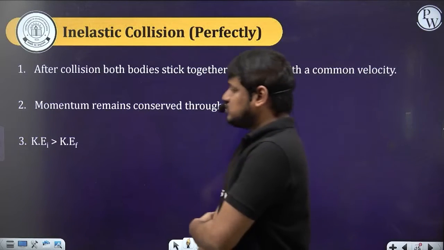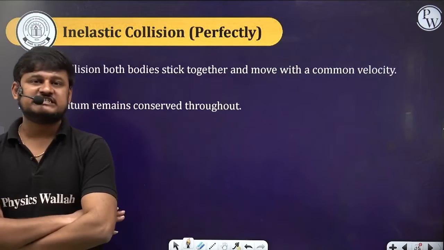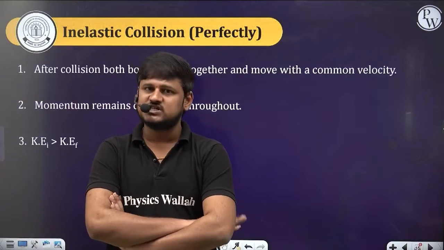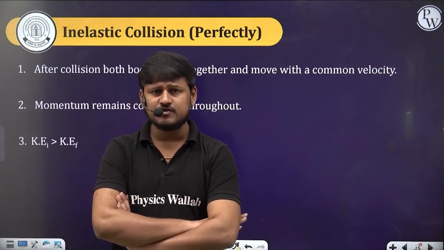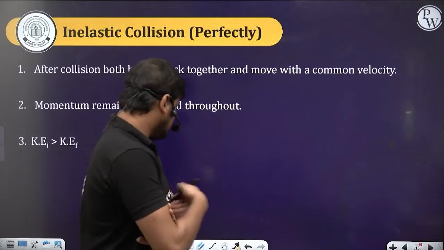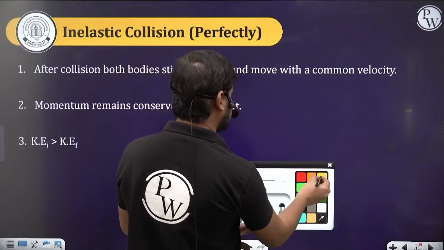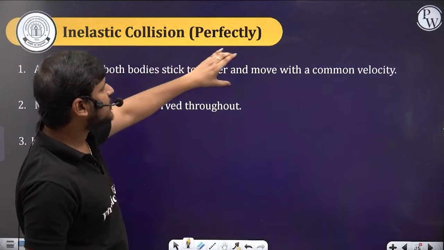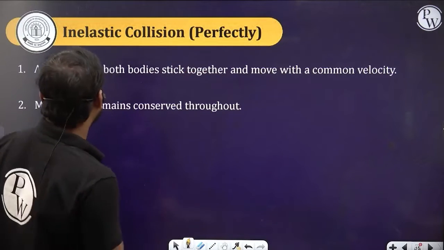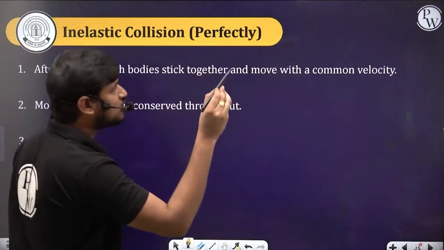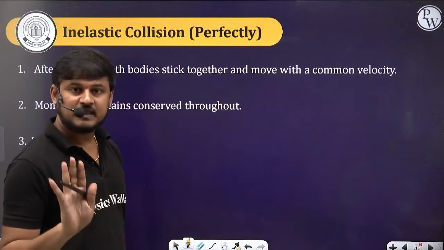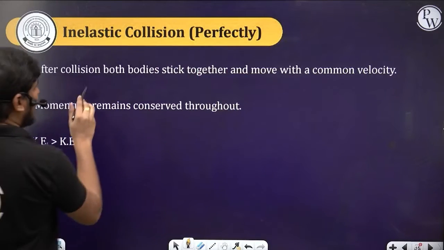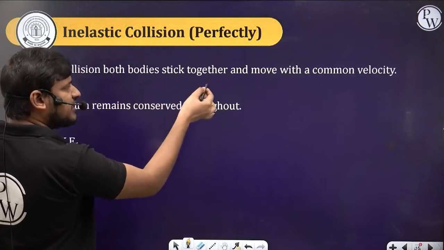So this is all about the elastic collisions in 2D. Is the concept of elastic collisions in 2D clear, everyone? Chalo. So now let's go for the inelastic collision. After collision, both bodies stick together and move with a common velocity. In the inelastic collision, we are talking about the perfectly inelastic collision. After collision, both the blocks stick together and move with a common velocity.